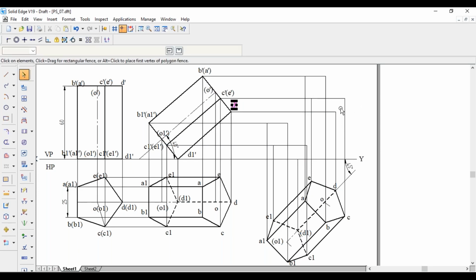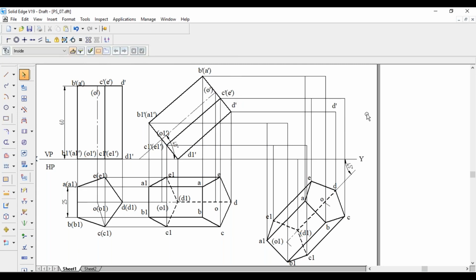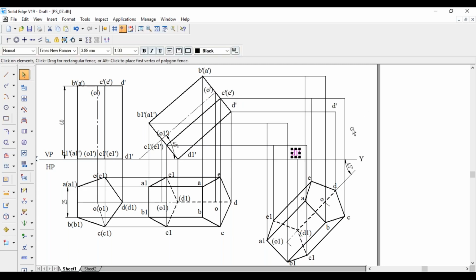This is D dash, D1 dash, A dash, B dash, C dash, D dash, and this one is E dash. Similarly, this is A1 dash, B1 dash, C1 dash, D1 dash, and this one is E1 dash.